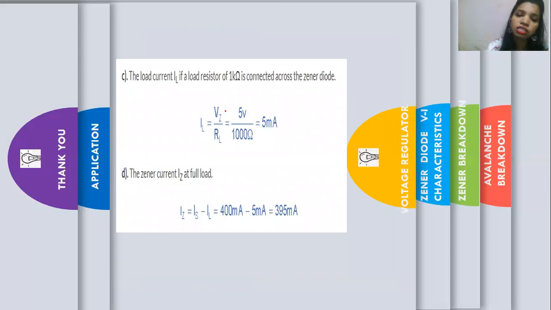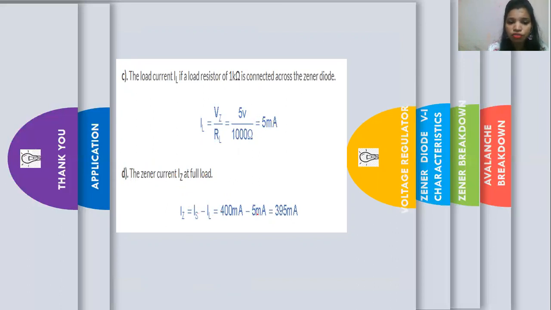And the load current is Zener voltage divided by load resistance. So this is your load current, and this is the equation: IS equals IZ plus IL. From that equation, you can calculate the Zener current. IZ equals IS minus IL. This is not the maximum Zener current. This is the minimum Zener current.